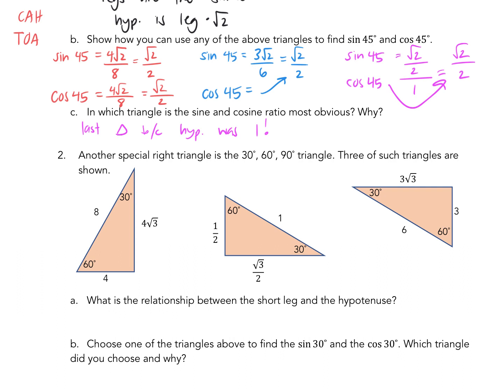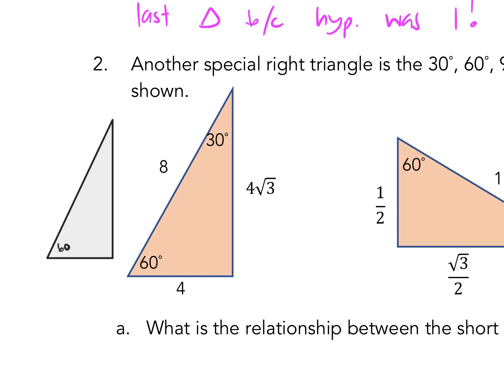Okay, if I were to draw my generic 30, 60, 90 triangle. So this is 60, 30 degrees, 90 degrees. If we called my short leg x, my hypotenuse is related to that how? 2 times x. Okay? And then my long side, like this was 4, so my long side is 4 square root of 3. So what would my long side be in this generic triangle? Yeah, x times the square root of 3.